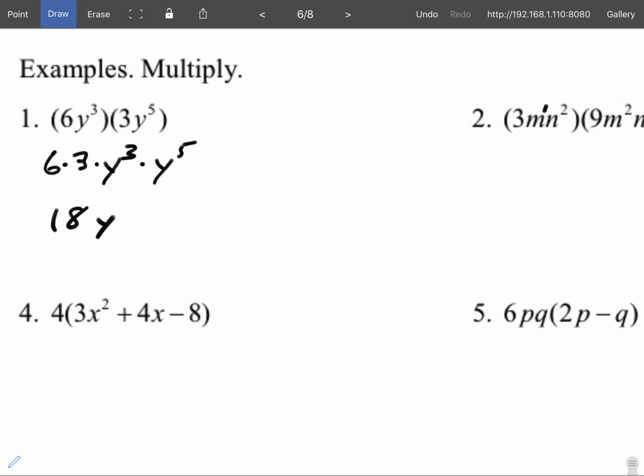So what do you do with those exponents then? Good, yeah, you add them. So 3 plus 5 is 8. So you get y to the 8th. So that's number 1 right there. And again, I don't think we need to do all of these.